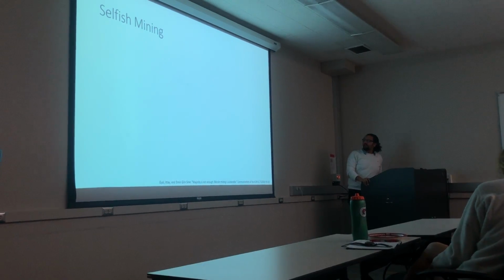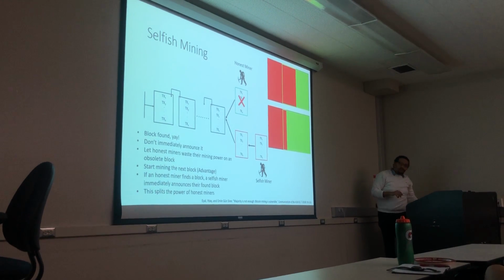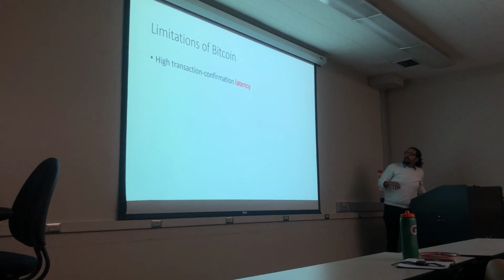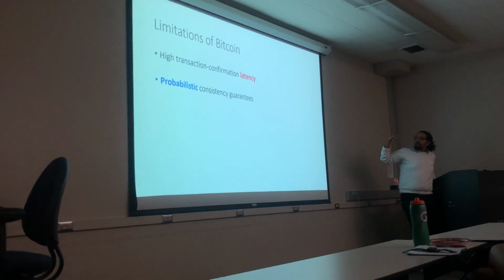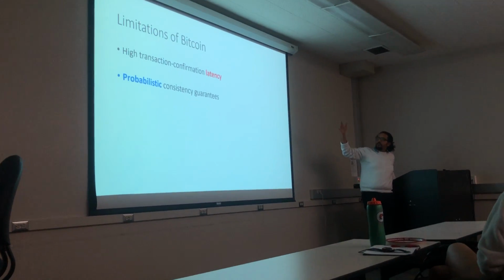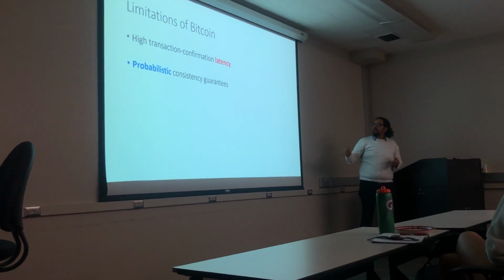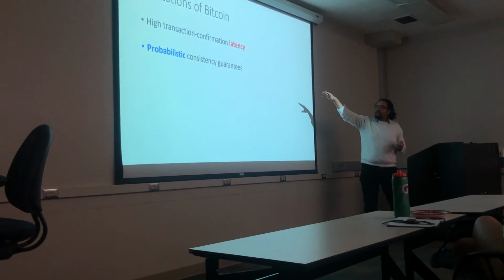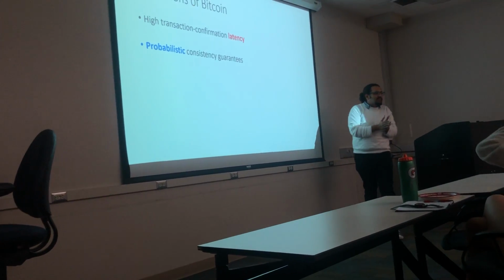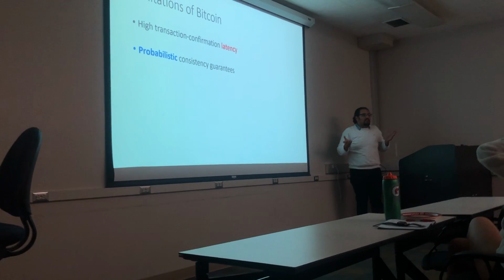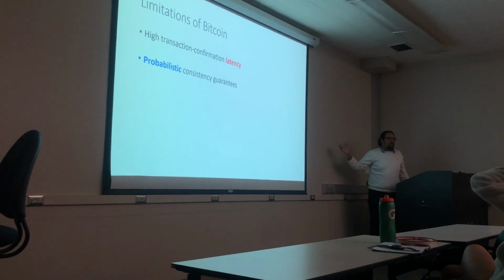Okay, I think I'm going to stop here and take more questions. Anyway, with that, I would say very few words about the limitations. There is high transaction confirmation latency if you're talking about credit card type transactions. There are probabilistic consistency guarantees. When would you say the transaction is committed? It's probabilistic. It could be forked at any moment, but the probability of a fork goes down exponentially.